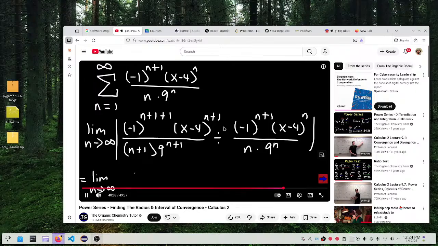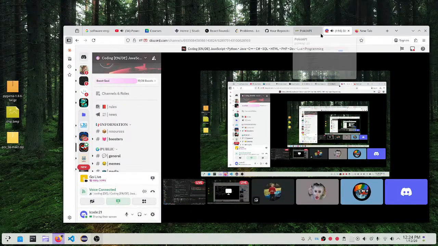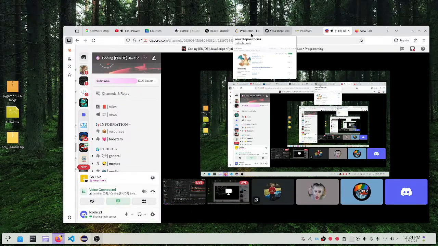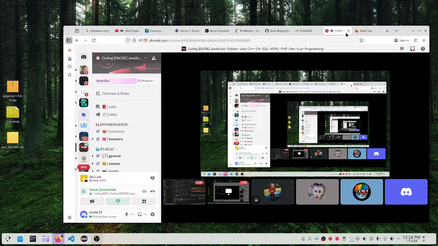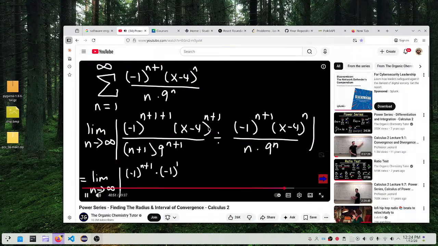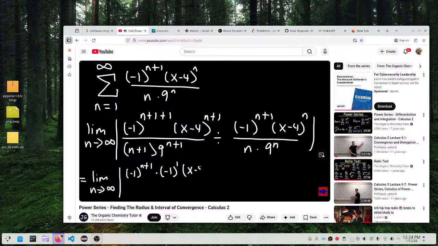Negative 1 to the n plus 1. I'm going to separate it like this: negative 1 to the n plus 1. Well, this is n plus 2 really, but I'm going to separate it as negative 1 to the n plus 1 times negative 1 to the first power. And then x minus 4 to the n plus 1, I'm going to write that as x minus 4 to the n times x minus 4 to the first power.